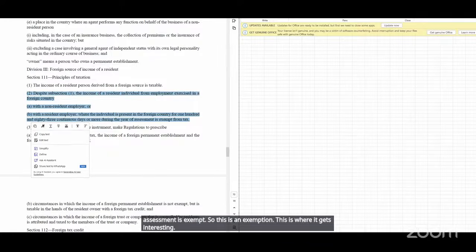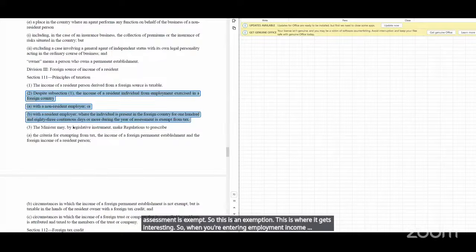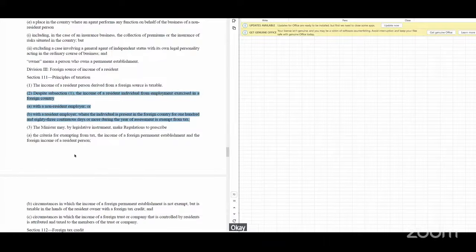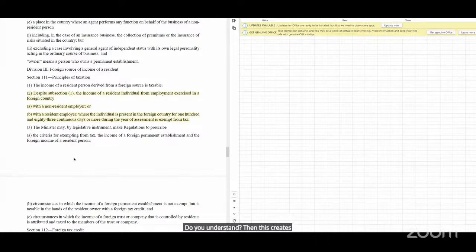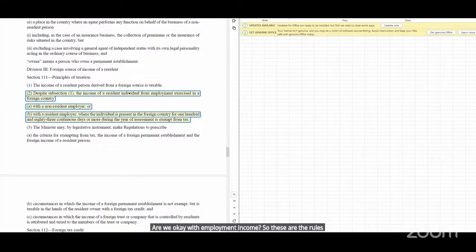So when you're answering employment income questions, also look at it. Was the person a Ghanaian? Okay. And did he stay in a particular country and was employed there? So if he was employed there and they paid him some money, all right, that money, when he brings it to Ghana, he's exempt only if he was employed with a non-resident employer. Or 2, even though he was employed by a Ghanaian employer, he stayed outside Ghana for 183 continuous days or more. Do you understand? Then this creates an exemption. All right, so are we okay with employment income? So these are the rules you use to answer questions.